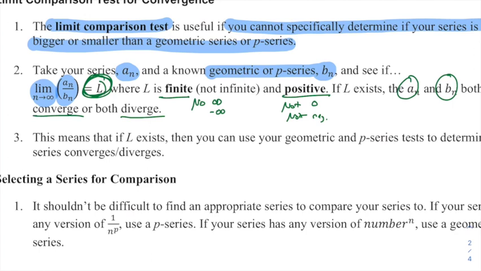It's really a kind of a cool tool. And you know, if you had more time to process and dive into this, it's such a really neat idea that the limit of your series and a known series, if the limit is a positive finite number, then your series and the known series will have the same convergence or divergence.